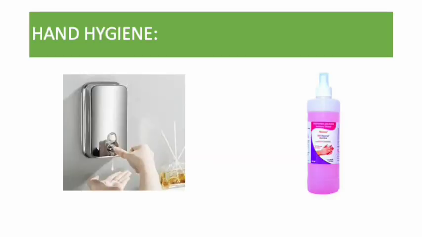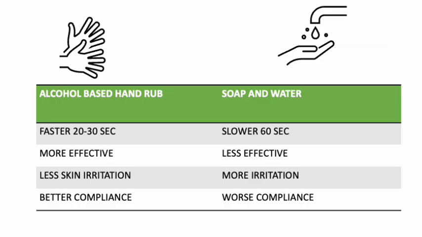Hand hygiene can be performed either by washing with soap and water or with an alcohol based hand rub. The alcohol based hand rub is faster and more effective as compared to soap and water. It also causes less skin irritation and thus has a better compliance among healthcare workers.